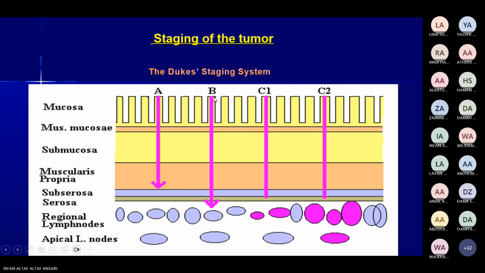B is going into the, there is some problem with this picture, okay? So don't go with this picture. A is just to the mucosa. B1 or B2: if it is up to the muscularis, it is B1. If it goes to the serosa, it is B2. C1 is with the regional lymph node, C2 is the entire layer with the regional lymph node, and D is always with the distant metastasis.